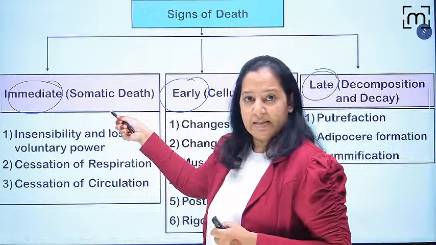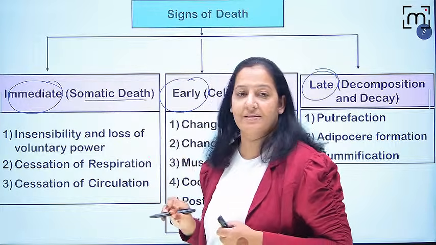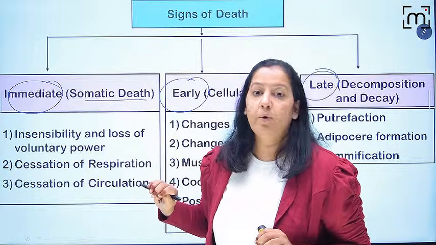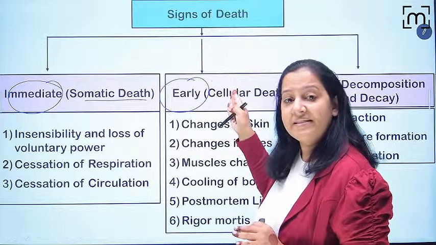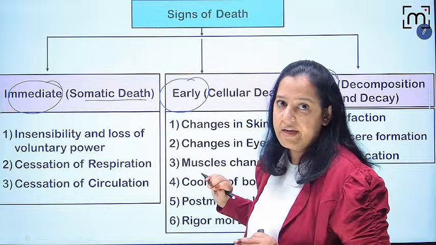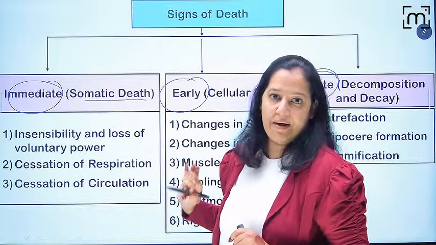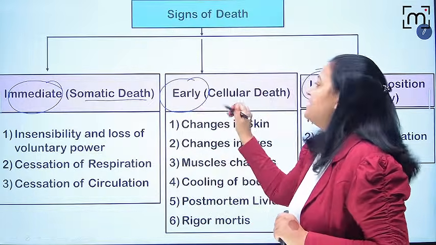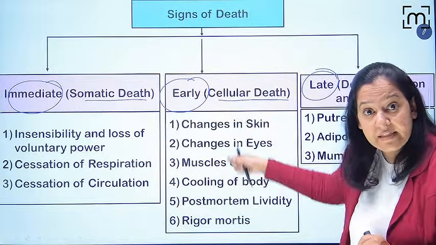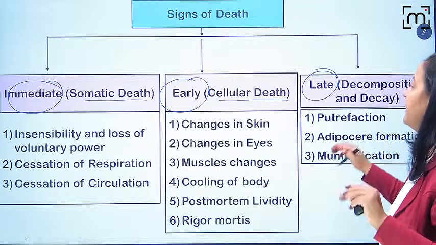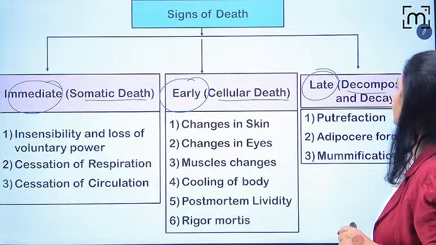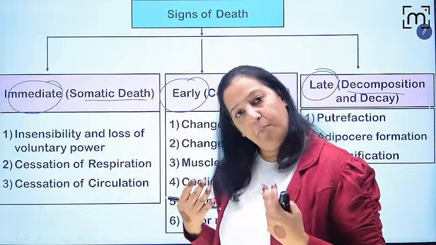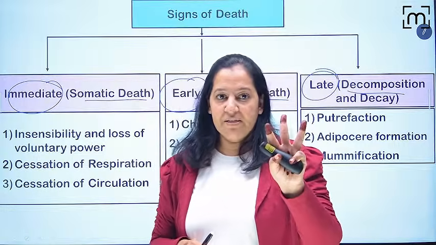When immediate changes are seen, it means somatic death has occurred, but at the cellular level, death is not there. Only somatic death is there. First somatic death occurs, then cellular and molecular death occur. So immediate changes indicate somatic death. Early changes indicate cellular death. There are 6 early changes. And there are 3 late changes, which indicate the body is decomposed: decomposition, putrefaction, mummification, I will teach you all. So the body is decomposed.